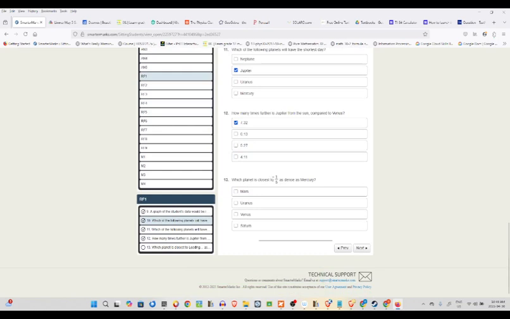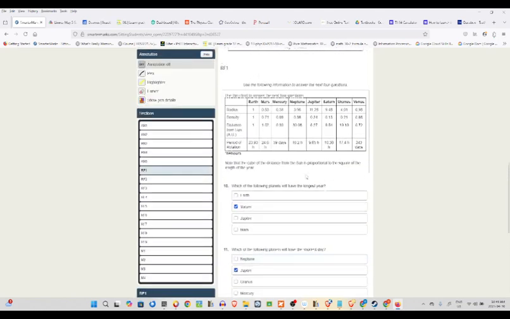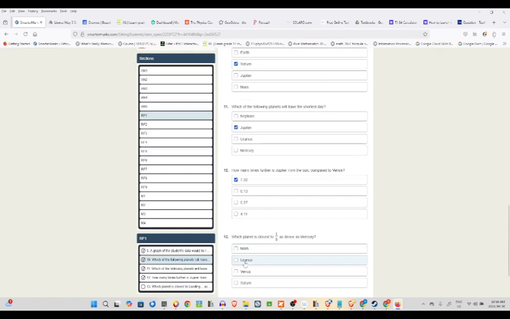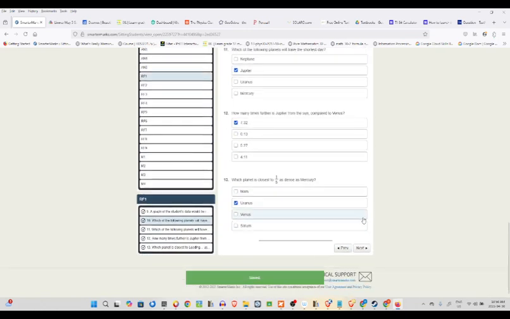And which planet is close to 1/5 as dense as Mercury? The density here, Mercury is 0.99. If we divide that by 5, we get 0.198. The closest to that is Uranus at 0.21. So that's the one closest to being 1/5 of Mercury's density.